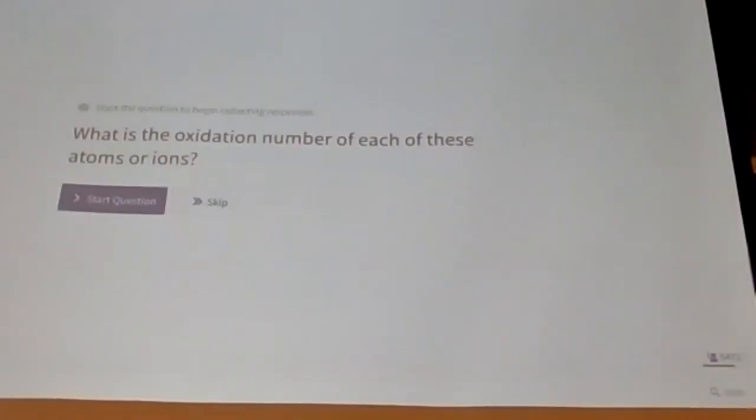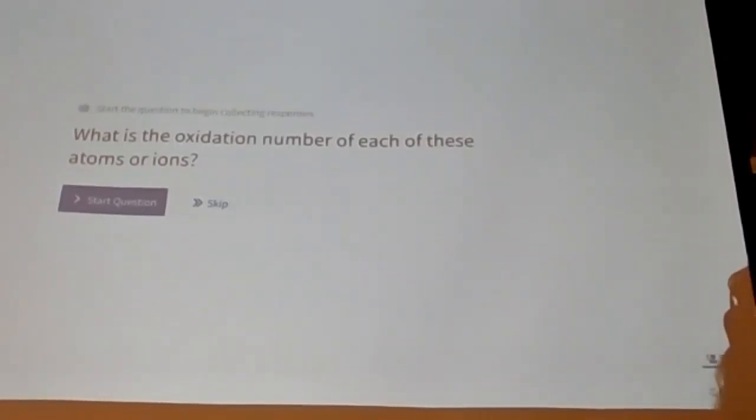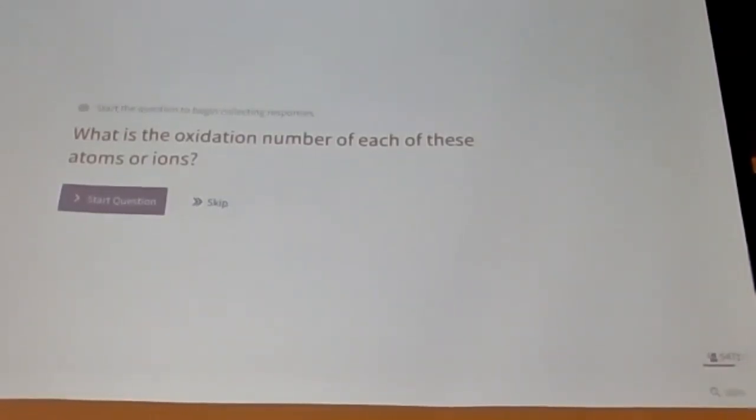Try this out. What is the oxidation number of each of these atoms or ions? And I wrote this question without looking at the slides properly. So you might recognize some of these.